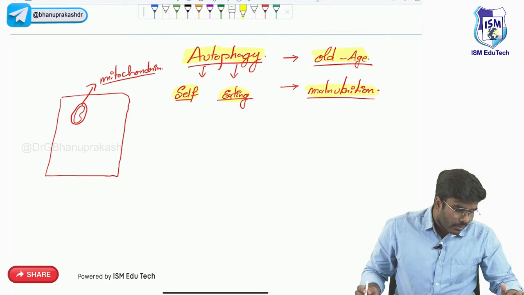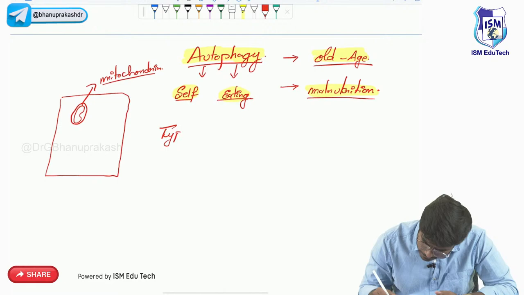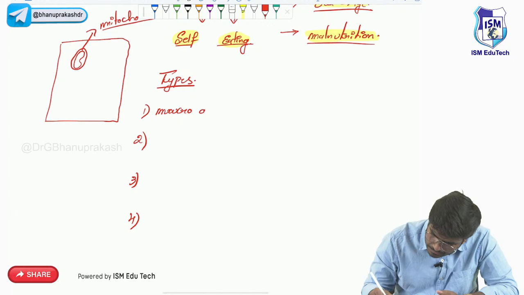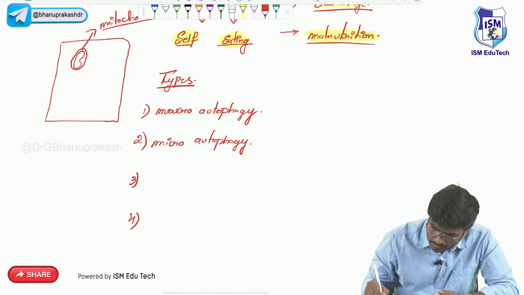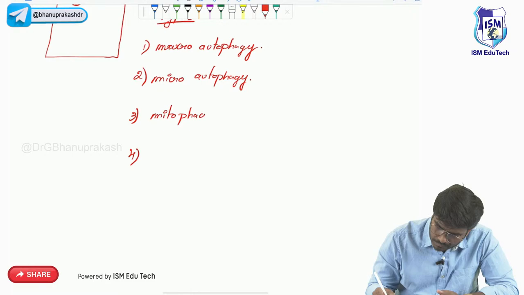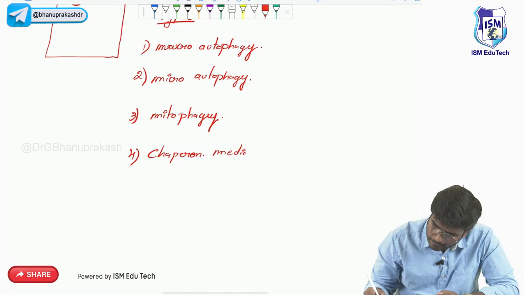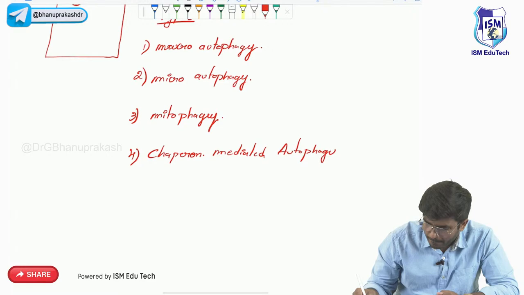Now, how many types of autophagy are there? Important, there are types which you should know for your exam. One is macroautophagy, very simple, microautophagy, next mitophagy, and chaperone-mediated autophagy. If you have any doubt in between, you can ask at any time. Autophagy means self-destruction.